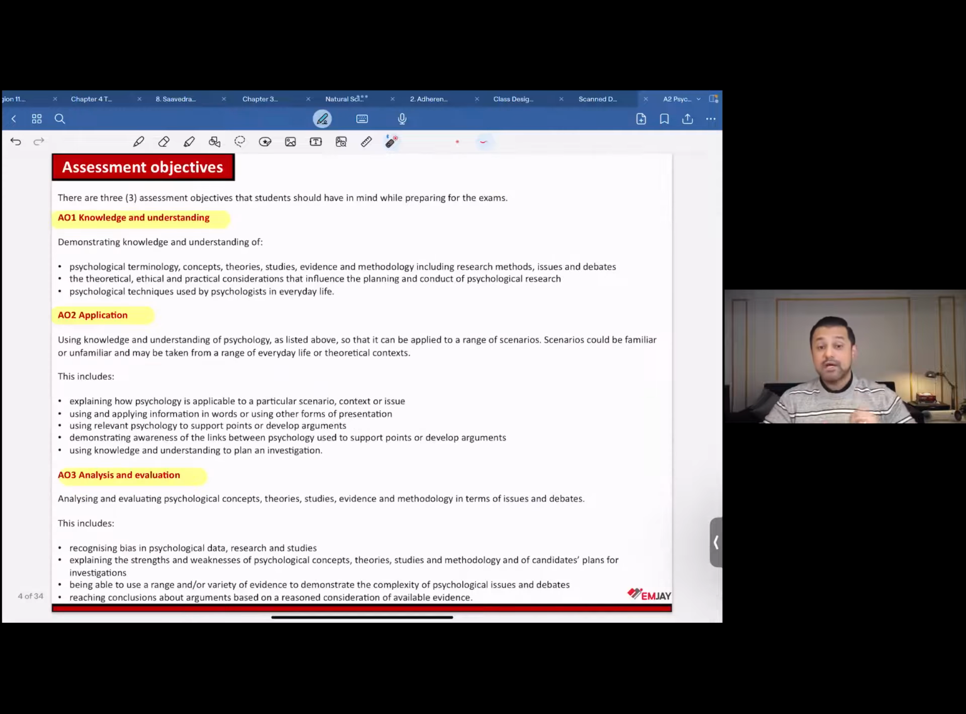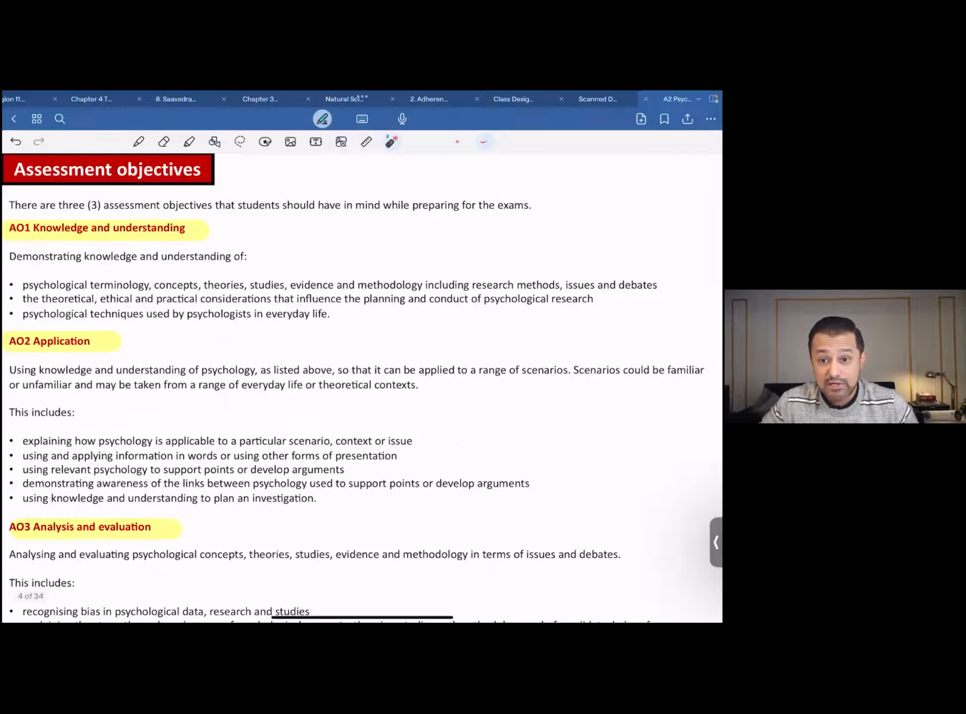Taking this ahead, assessment objectives. I find it pretty sad that there are many students I come across who do not even know what assessment objectives are. Assessment objectives, if I put it in a simple manner, are the core ideas, or the things that you're actually being tested or assessed on by the CIE. These are the things that the CIE expects that you would know, and then you would be tested on, right?